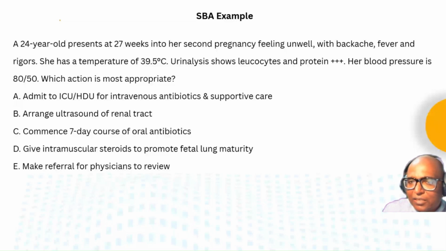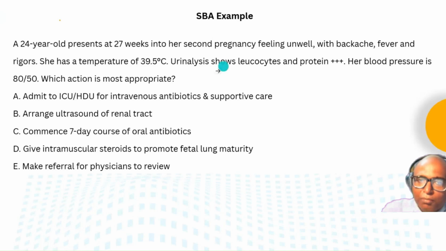Now, once you read this question, what you understand is she is at 27 weeks, she is unwell, and she has a fever. The urine analysis is showing some infection. Blood pressure is on the lower side. So you may interpret that she has a urinary tract infection and will require treatment for it. Someone may think she is at 27 weeks and might go into preterm labor, so she will require an IM steroid dose. But you read the complete scenario and come to the conclusion that she is at 27 weeks with features of sepsis. She has a fever of 39.5.